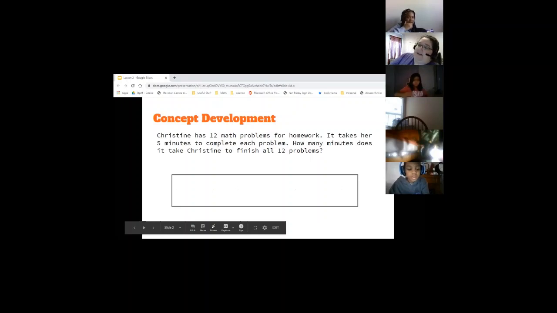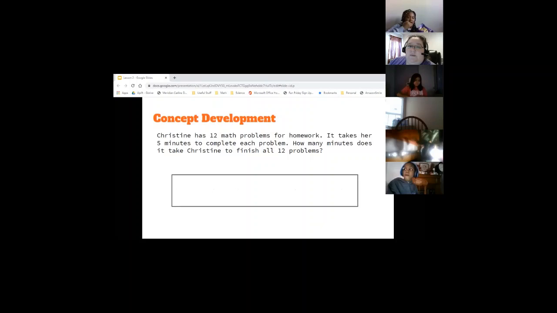All right, Christine has 12 math problems for her homework. It takes her 5 minutes to complete each problem. How many minutes does it take Christine to finish all 12 problems? Okay. Christine has 12 math problems for homework. It takes her 5 minutes to complete each problem. How many minutes does it take Christine to finish all 12 problems? All right, the first thing we're going to do is find what our knowns and unknowns are, right?